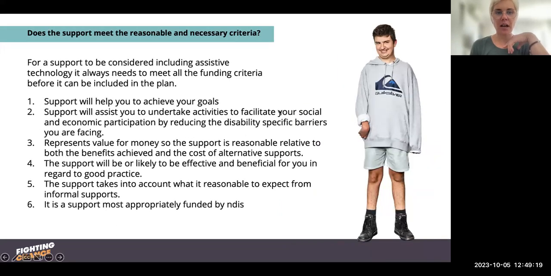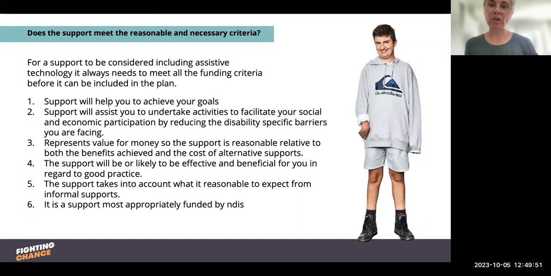So when it comes to any support, and we talk about this so much, it must meet the reasonable and necessary criteria. So just going through it one more time. For support to be considered, including assistive technology, whether it's low cost, mid cost, or high cost, it always needs to meet all of the funding criteria before it can be included in the plan. So the support will help to achieve your goals.